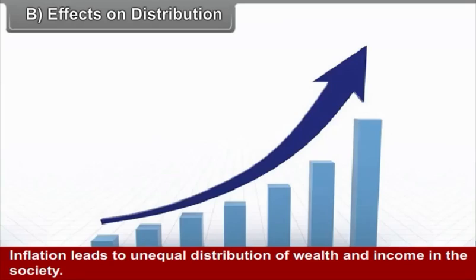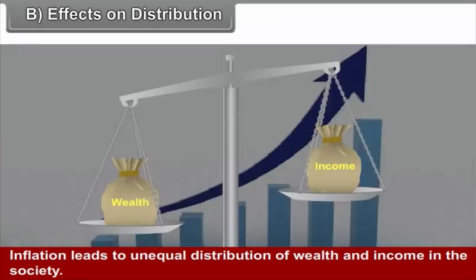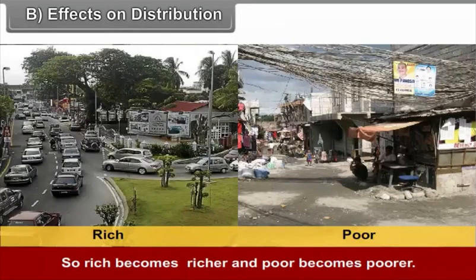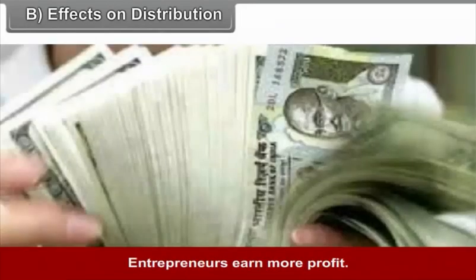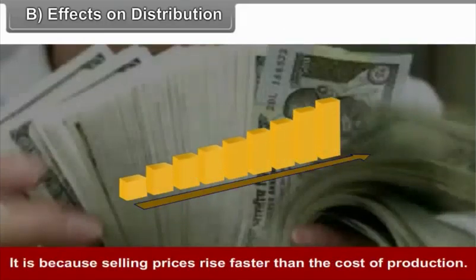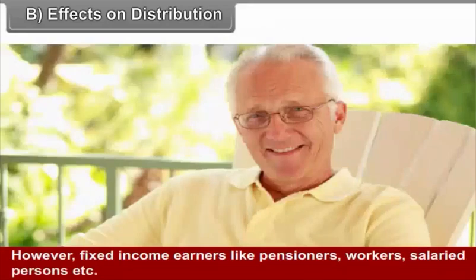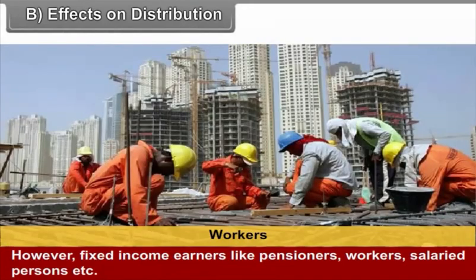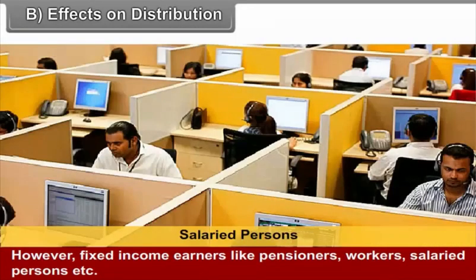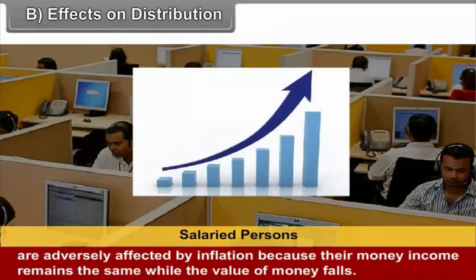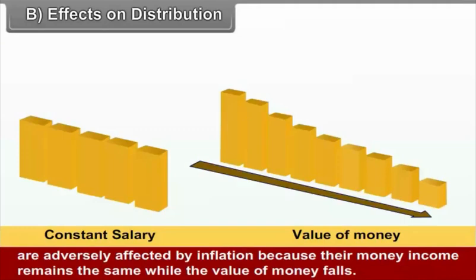B. Effects on distribution. Inflation leads to unequal distribution of wealth and income in the society. So rich becomes richer and poor becomes poorer. Entrepreneurs earn more profit. It is because selling prices rise faster than the cost of production. However, fixed income earners like pensioners, workers, salaried persons, etc. are adversely affected by inflation because their money income remains the same while the value of money falls.